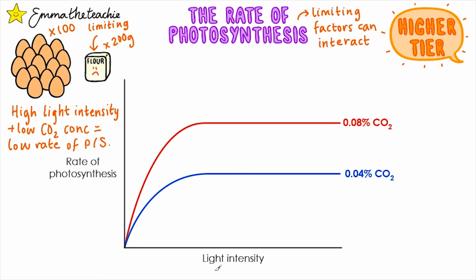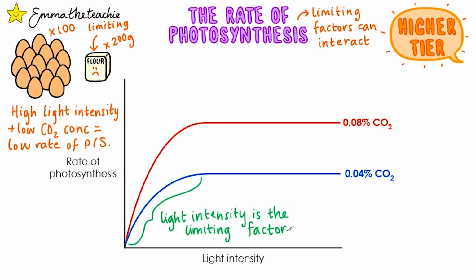In this graph, we've got light intensity and carbon dioxide concentration. Temperature was controlled, which means it was kept the same, for example, at 20 degrees Celsius. So let's take a look at our graph. At this part of the graph, light intensity is the limiting factor, because as it increases, the rate of photosynthesis also increases. Let's take a look at the next part of the graph.